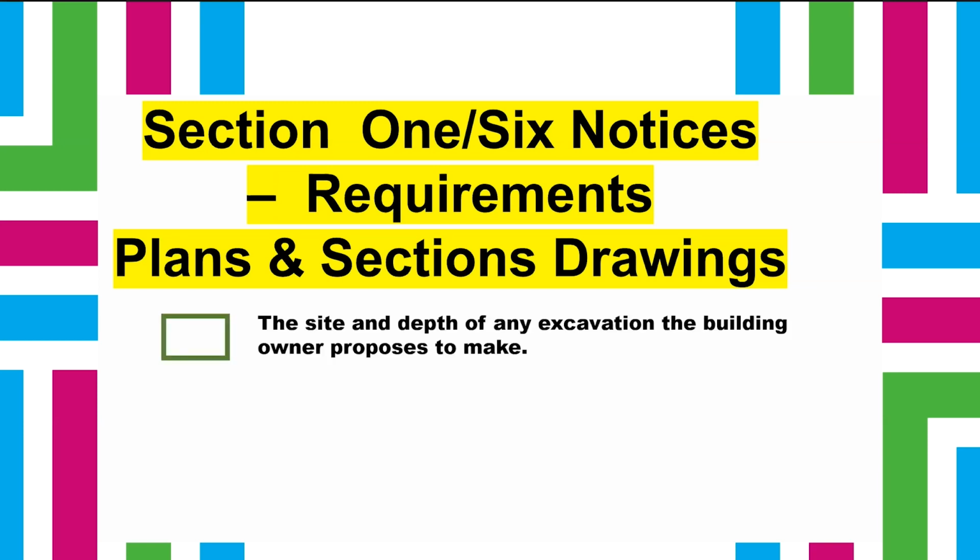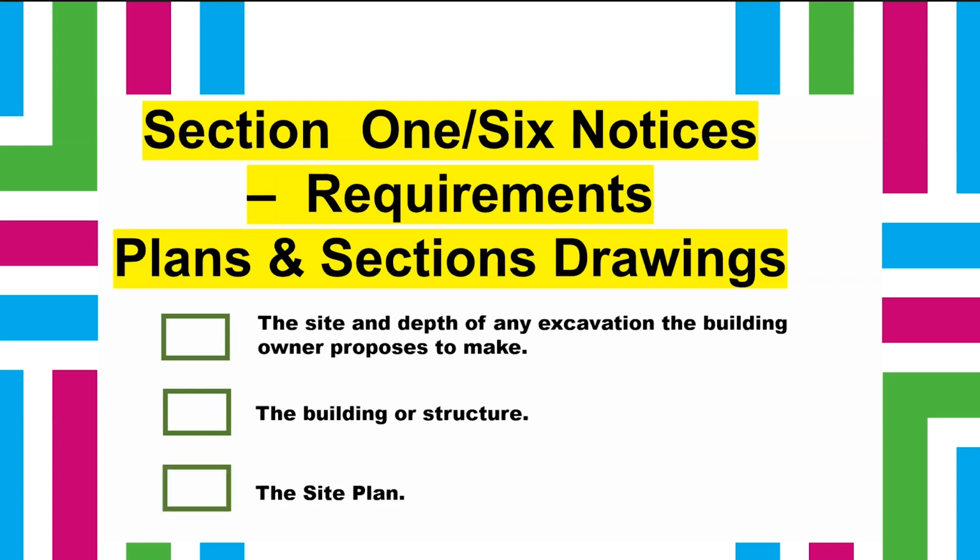Okay. So the first thing you need to show is the site and the depth of the excavation you're going to do. The building or the structure you're going to build, i.e. your rear extension. Now the middle one is standard. Everybody has that in it. That's the drawing plans. And the third one is the one that all the architects nearly miss, and they have it because they have to buy it to put the planning application in. And that's the site plan.